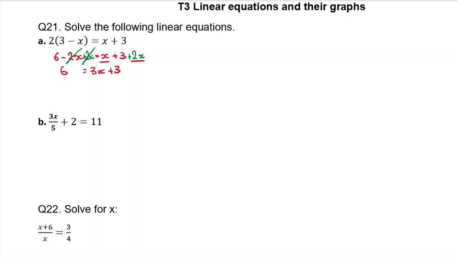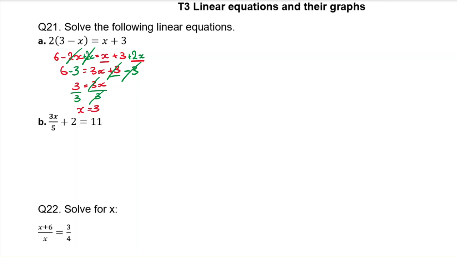Then I want to get rid of the 3 which is on the right hand side, this one here. So I'll subtract 3 on both sides. That goes out with that. And I'll be left with 3 equals 3x. Now I just divide by 3 on both sides. So I have x by itself and x is equal to 3.